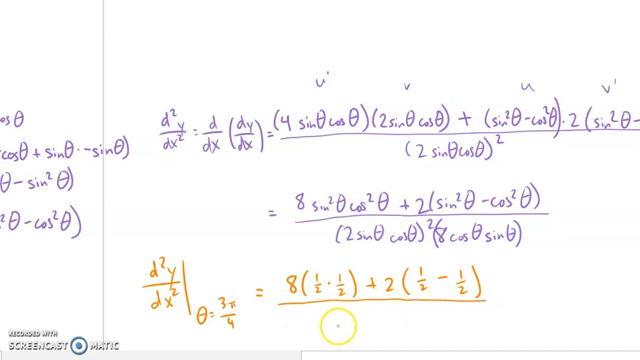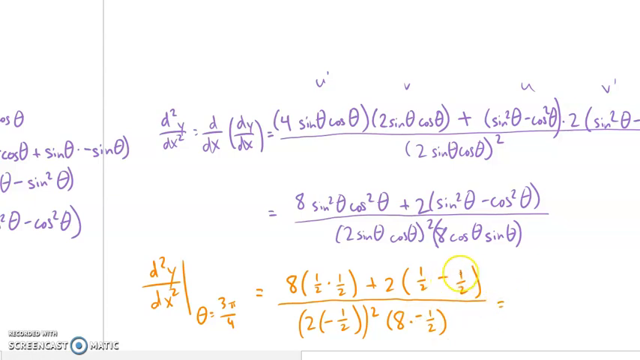And then down here on the bottom, we get 2 times the square root of 1/2 times negative the square root of 1/2. So that's going to be negative 1/2. And then we'll square that. And then we've got 8 times the negative square root of 1/2 times the positive square root of 1/2, so that's going to be negative 1/2. Alrighty. So a lot of things simplify out here.